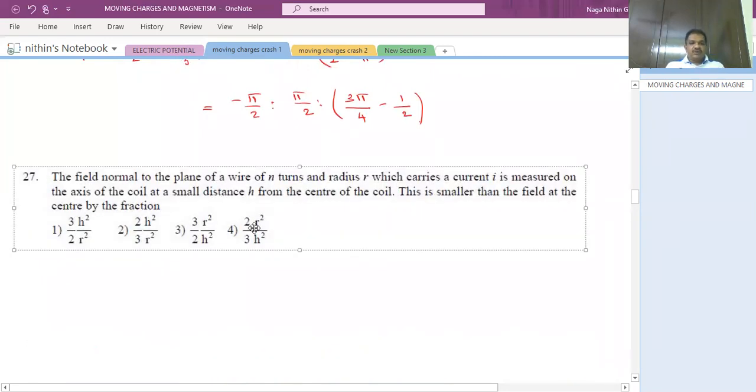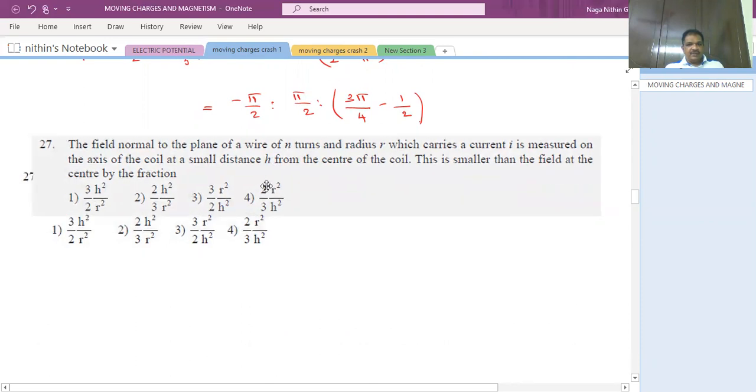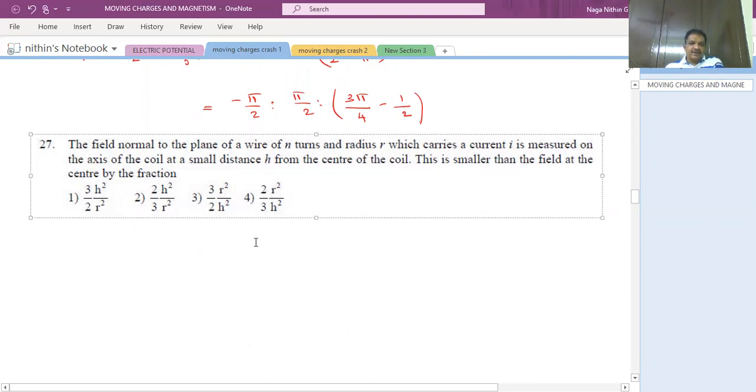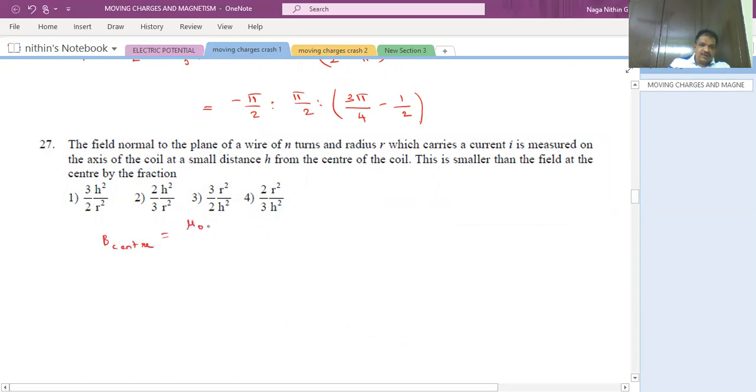The field normal to the plane of a wire of n turns and radius r, which carries a current I, is measured on the axis of the coil at a distance h from the center of the coil. This is smaller than the field at the center by a fraction. Circular coil magnetic field at the center, formula: mu naught n I by 2r. On the axis, the formula is mu naught n I r square by 2 into (r square plus h square) whole power 3 by 2.